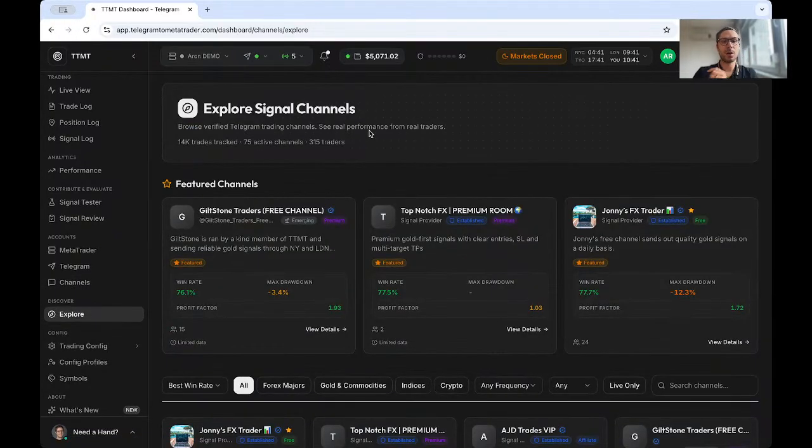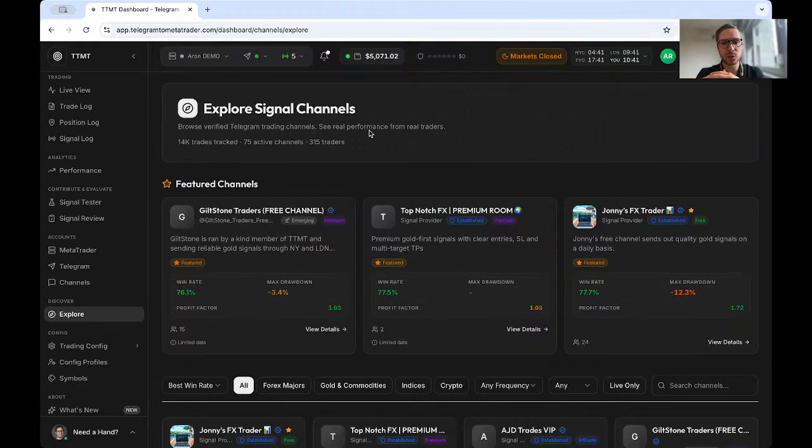Explore. So TTMT, since it's a cloud service and it's running 24/7 with lots of user accounts, the coolest thing is that it has pure data about the quality of signals in the signal channels. Of course, there are users who are heavily over-risking. Of course, there are demo accounts and live accounts, and there are different settings.